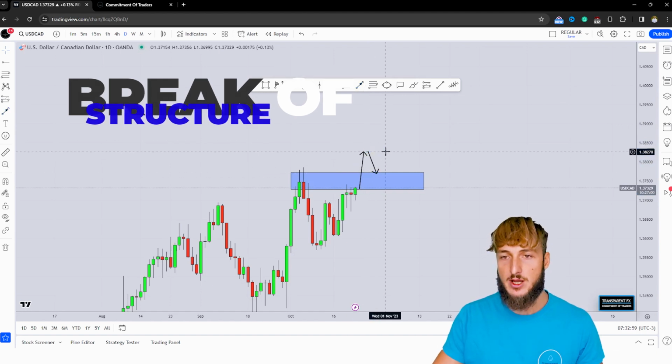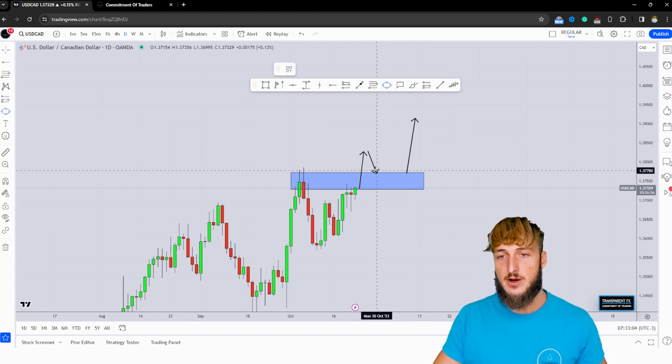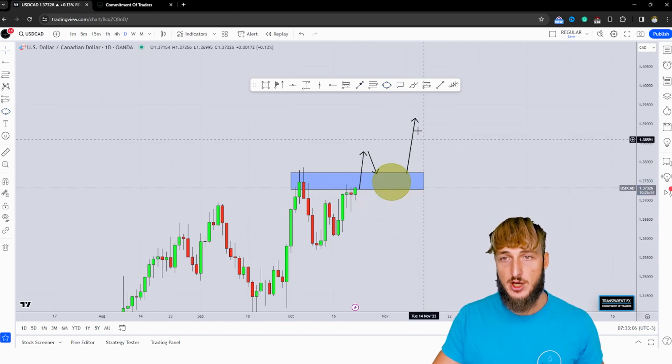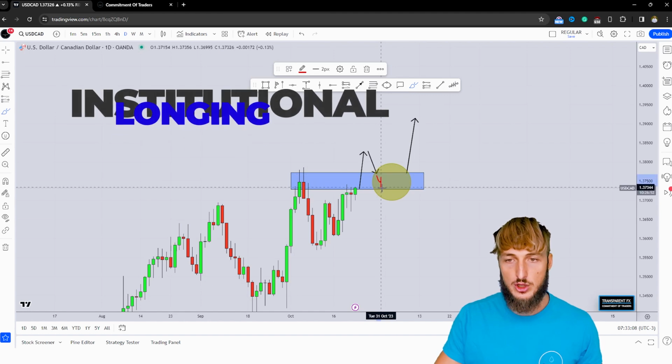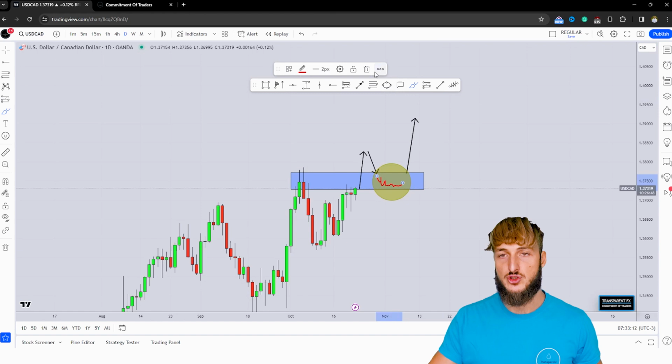Only if we get the break on the retest of the previous resistance turned support, this is the area inside of which we would have the possibility of seeing more institutional longing, which at that point would further increase the probabilities of a potential move higher.